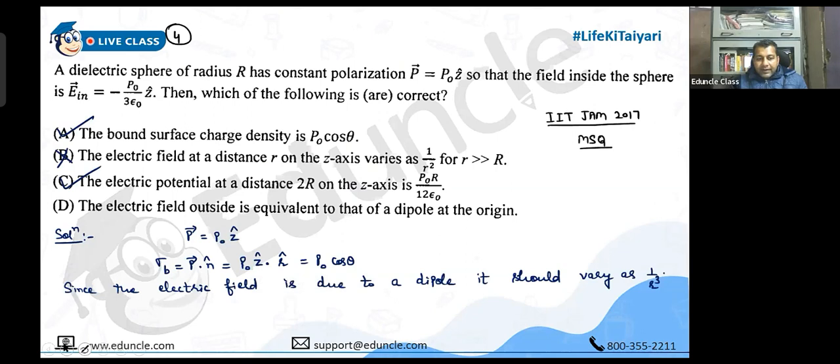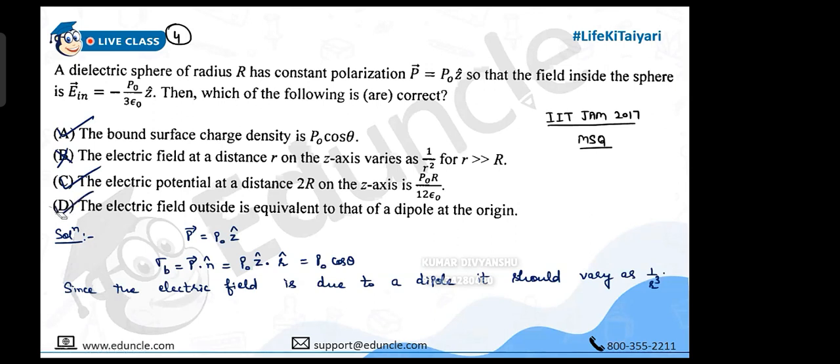So negative charge will be downward and positive will be upward. Because it will be positive for theta ranging from minus pi by 2 to pi by 2, and for other angles it will be negative. So clearly it is a dipole at the origin.